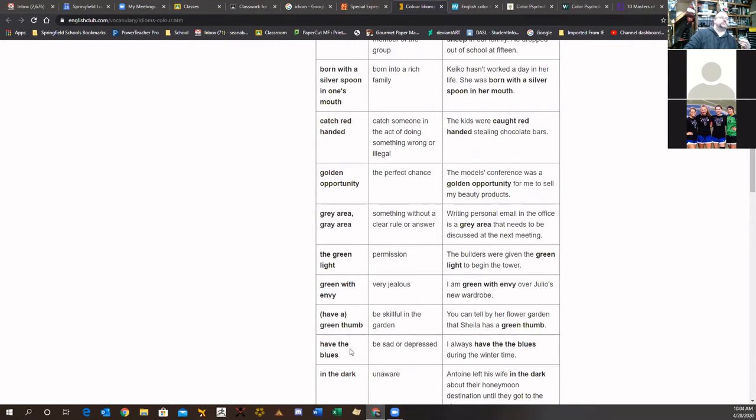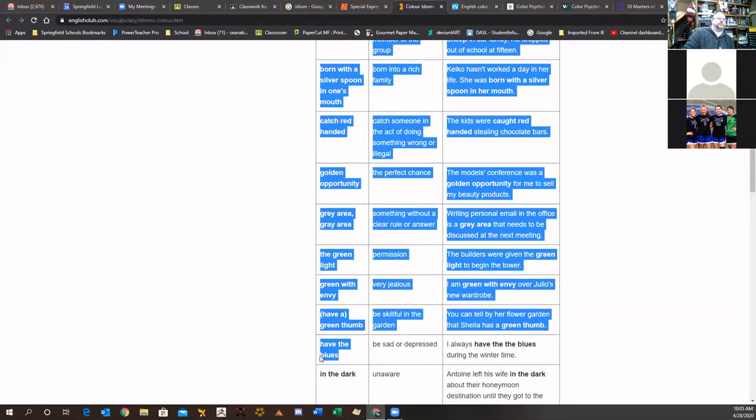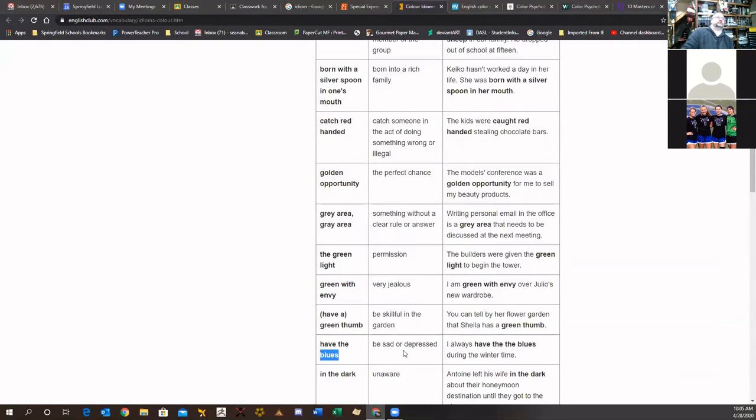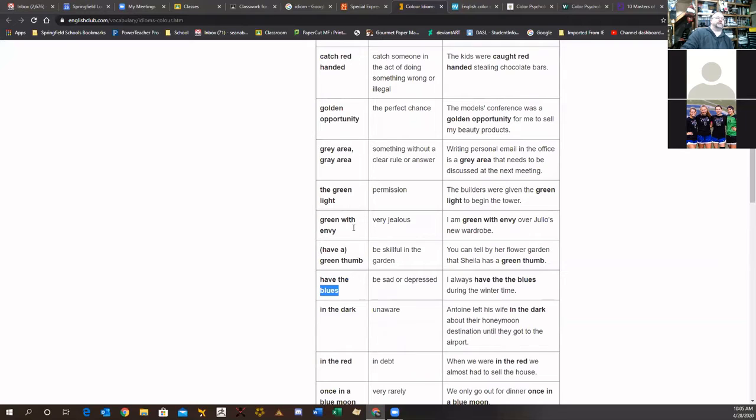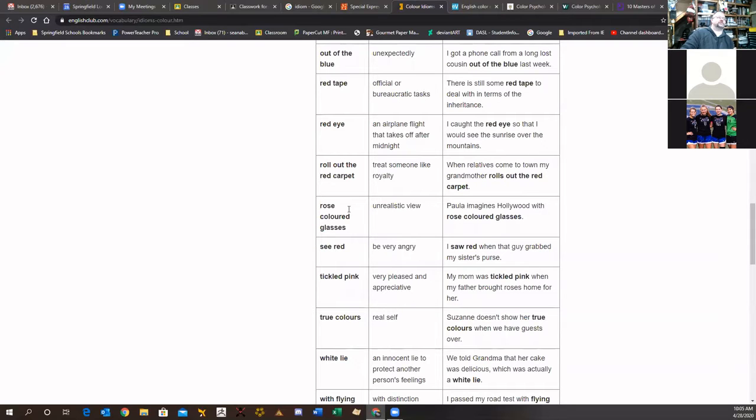So have the blues, to be sad or depressed. So if I was really wanting to show sad or depression, or if I wanted to be subtle in my example, maybe I use a lot of blues in my picture, because if this is correlated with sad or depression, I can show off that idea. So I mean, there's just tons of these idioms that we could use.